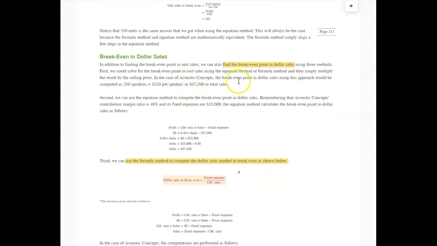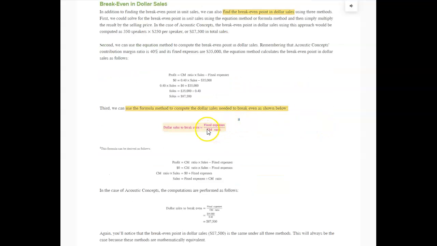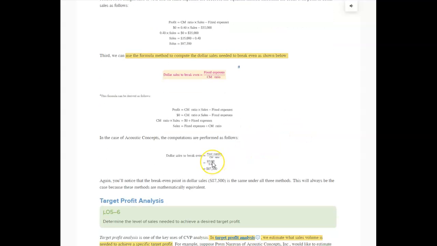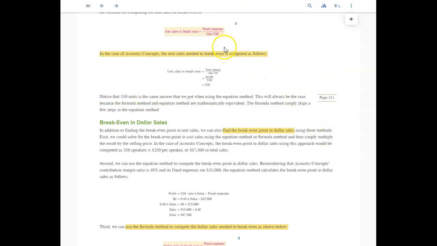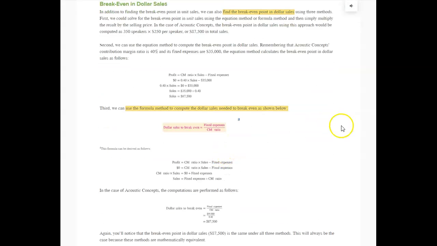Now to get the break-even point in dollars, I'm going to go to the formula again. Take your same fixed expenses, $35,000, but now divide by the contribution margin ratio, the 0.4. So we don't have a dollar sign in the denominator. The dollar signs don't cancel out, so the answer is in dollars. So 0.4 into $35,000 gives us $87,500. That's the break-even point in dollars. And it's really as simple as that. So break-even point in units, or in dollars.